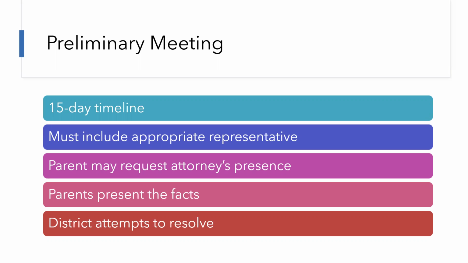At this meeting, parents will start by presenting the facts related to their complaint. The district then attempts to resolve the issue. If any agreement is made, it can be voided by either party within 3 business days. This meeting can also be waived altogether if both parties agree in writing or if they agree to pursue mediation instead.